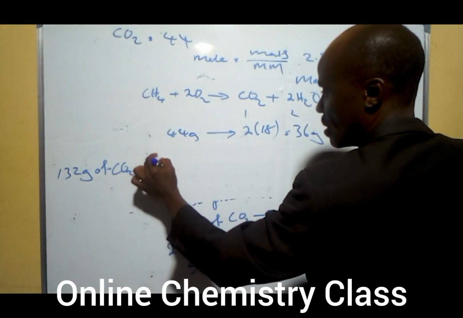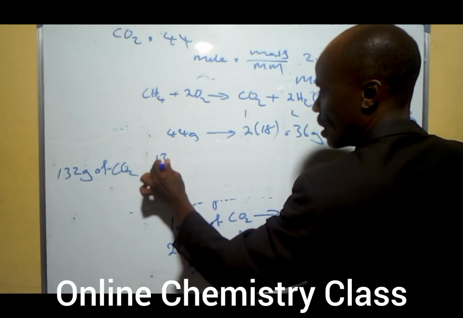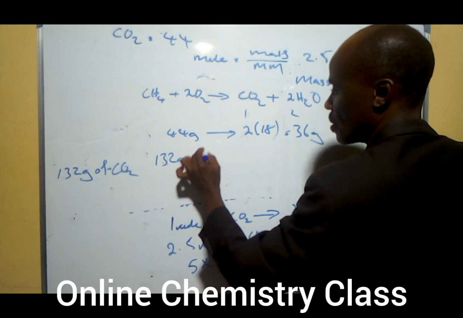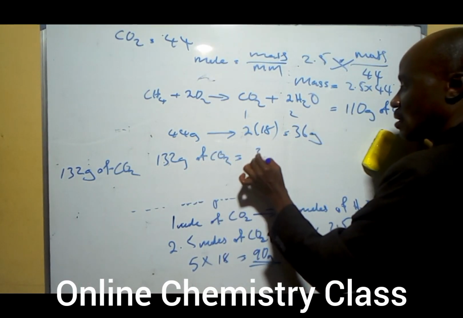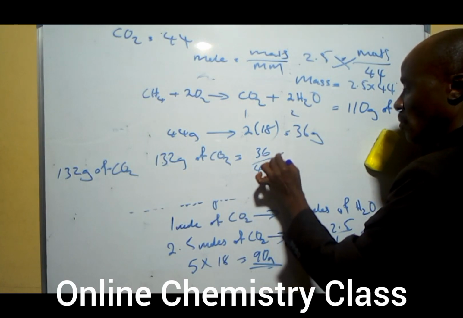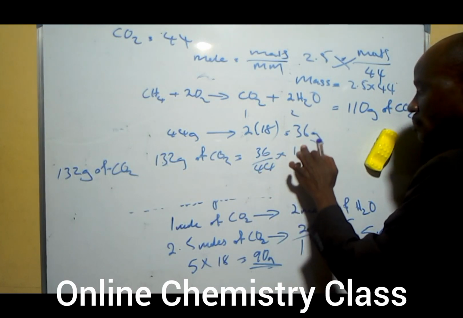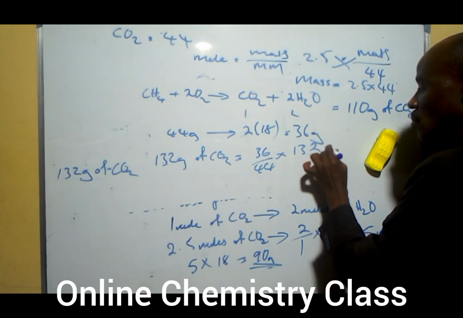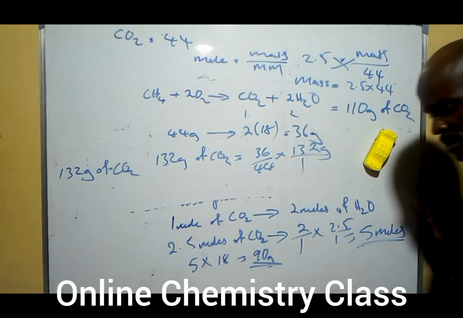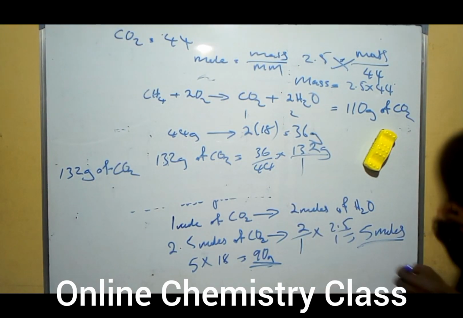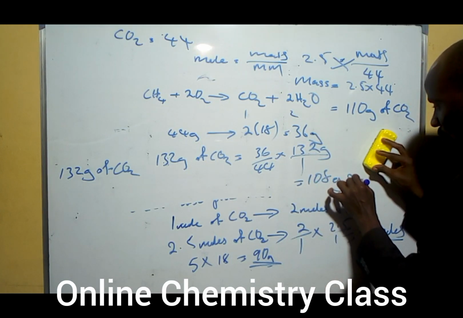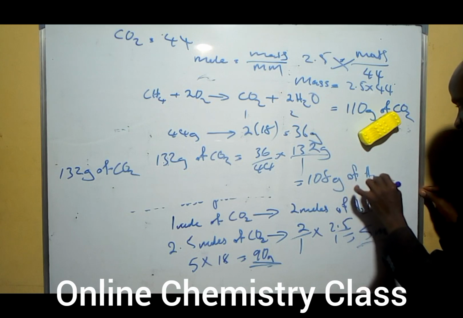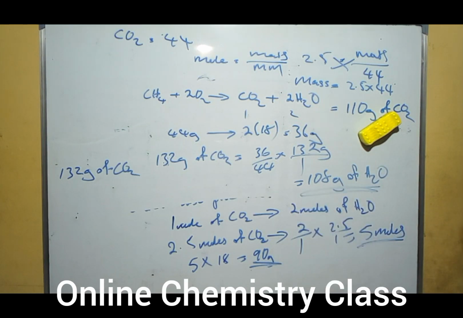Now we have 132 grams of carbon dioxide. It will then be 36 over 44 times 132 grams over 1. So in this case, what we have here should be equal to 108 grams of water. That's what we have.